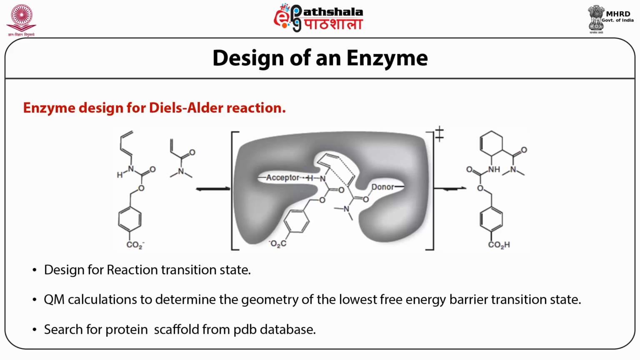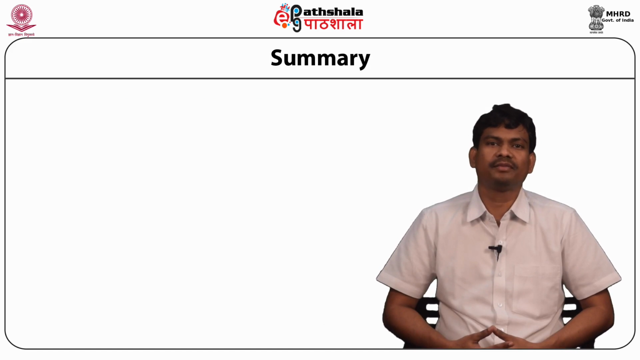In the next step, the transition states will be optimized with desired functional groups of different amino acid combinations. Finally, the rest of the residues of the active site for tight binding of the transition state are designed and ranked on the basis of binding energy and catalytic geometry. After doing the calculations, you will synthesize the gene and translate the protein and do the experimental characterization for the desired function. So students, let us summarize what we have learned in this module.